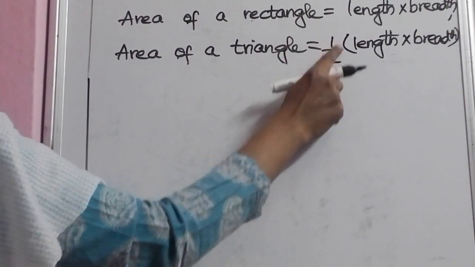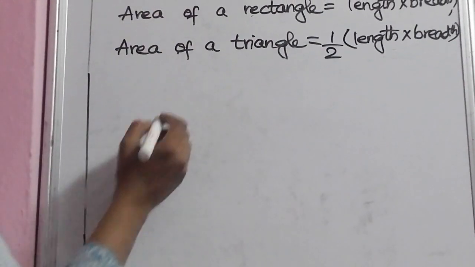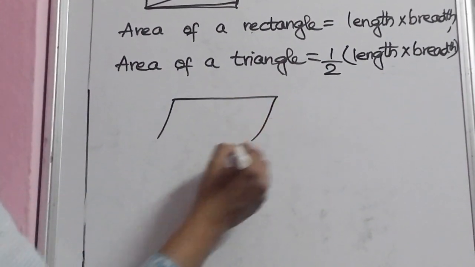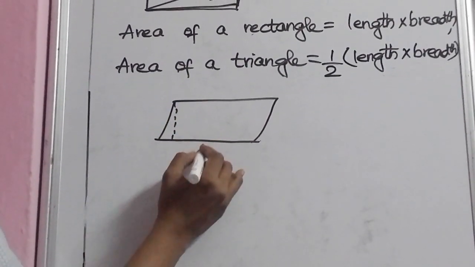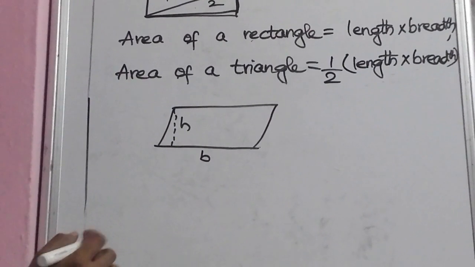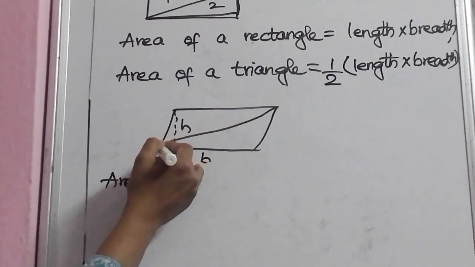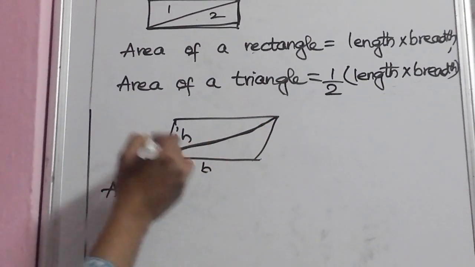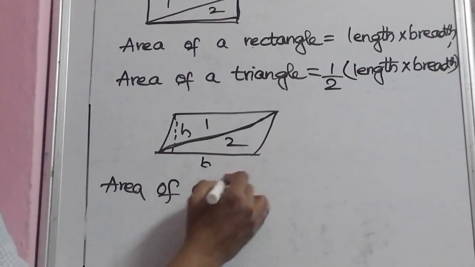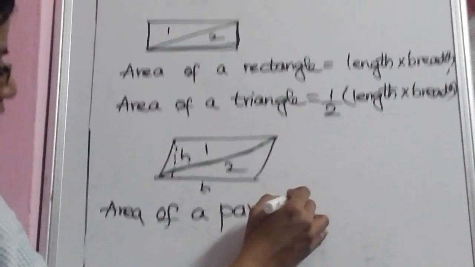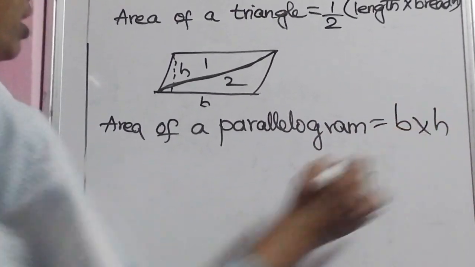Area of a triangle is equal to half length into breadth, when it is a rectangle. Now if I take a parallelogram, what is there for a parallelogram? Base will be there and height will be there. Here also, when you cut the parallelogram into two parts, we get two triangles. So area of a parallelogram, you know that it is base into height.